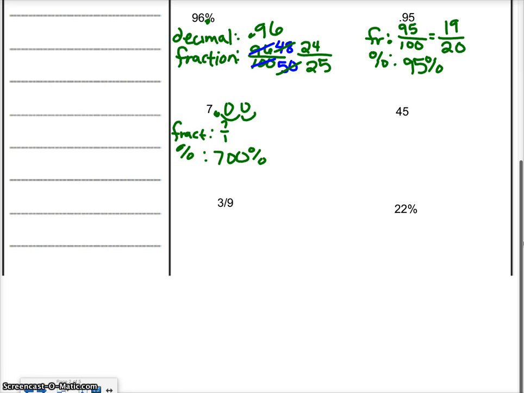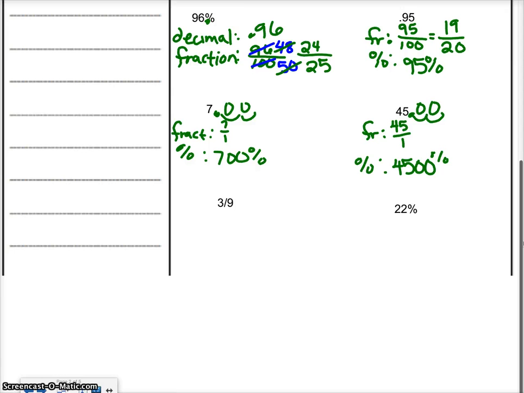45 is given to me as a decimal. Now I need to write it as a fraction and percent. Fraction is 45 over 1. Percent, 2 spots to the right. Holy moly, 4,500%. Wow, that's huge. You usually don't get these ginormous numbers.